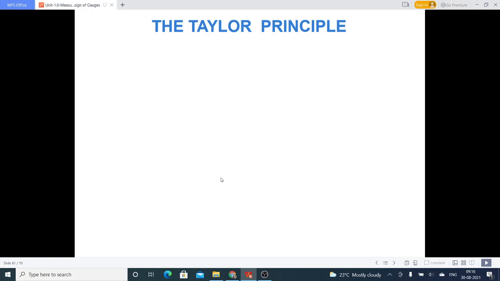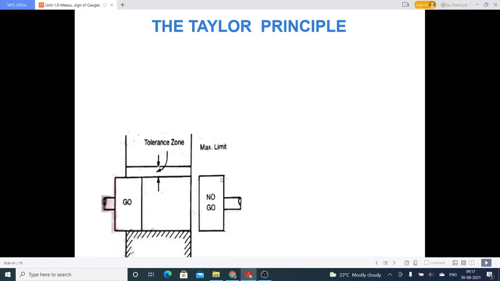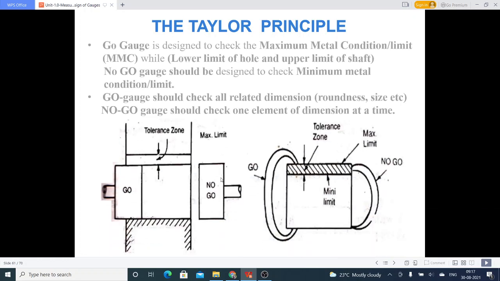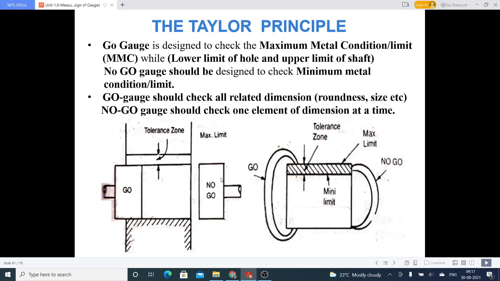Generally the gauge design depends on Taylor's principle. What does Taylor's principle state? There are two types of gauges in this principle: one is the go gauge and the other is the no go gauge. The go gauge is designed to check the maximum metal condition, which is the lower limit of the hole and the upper limit of the shaft.